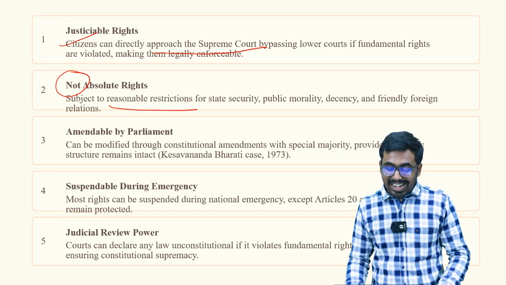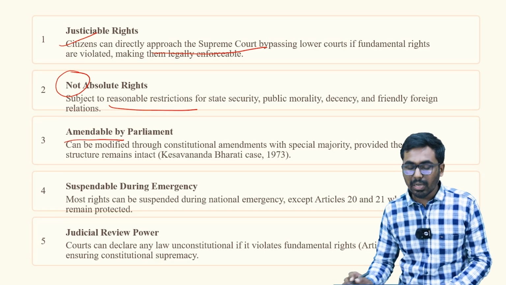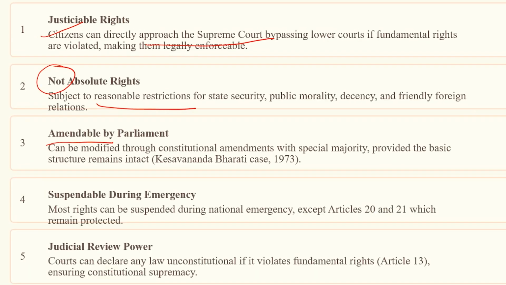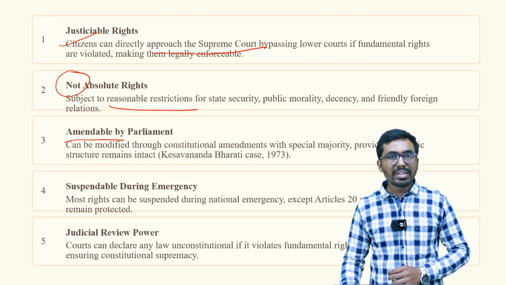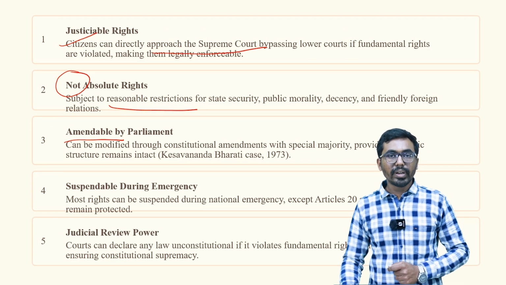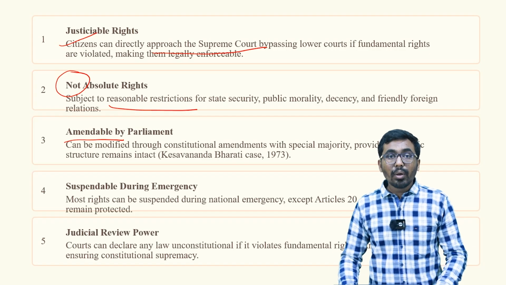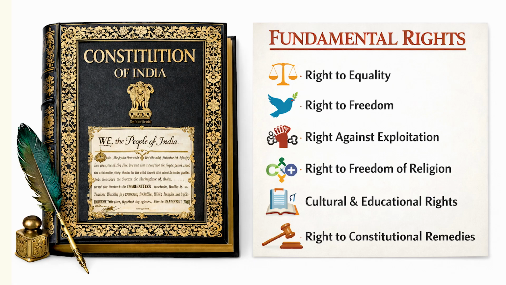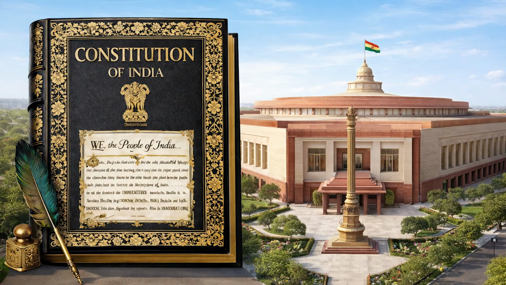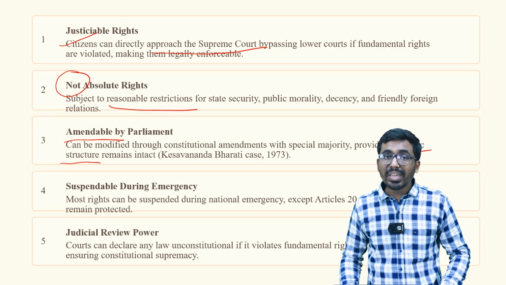Third, the rights are amendable by Parliament. We know that our supreme lawmaking body is Parliament. Fundamental rights are the most important part of our constitution. If Parliament feels, or if there is public opinion, that some fundamental rights should be amended, the Parliament can amend the rights, but the basic structure of the constitution cannot be harmed.